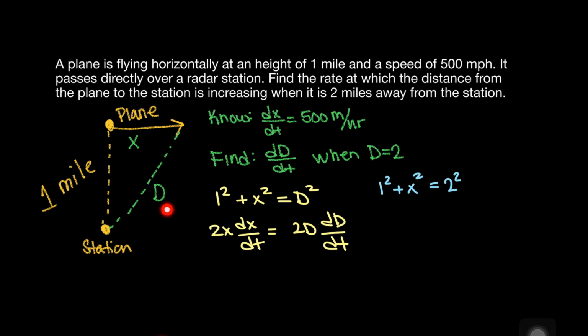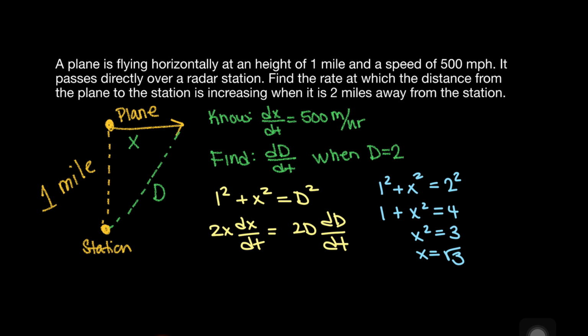because when d is 2, I can use this right triangle to figure out what x is. Again, using that Pythagorean formula. I even have my equation written down right here in the middle of the screen. So 1 squared plus x squared has to equal 2 squared at the instant I care about. Or 1 plus x squared is 4, x squared is 3, x is root 3.